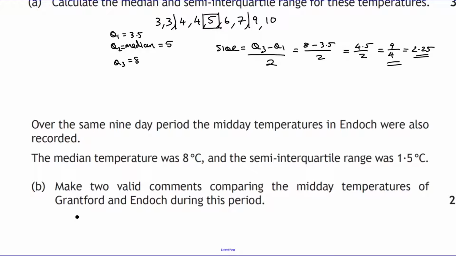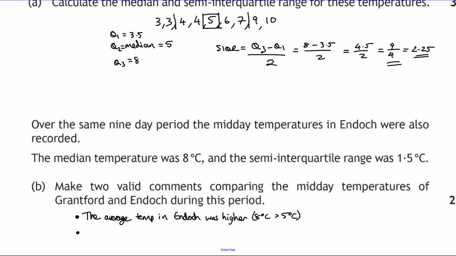So that's what we're going to say. We don't want to use the word median. We want to revert back to standard, understandable English. So we want to call it average and show that we understand that the median is a measure of average. So the average temperature in Endok was higher. And then a numerical comparison: 8 degrees is greater than 5 degrees, which is what we got for the median in part A.